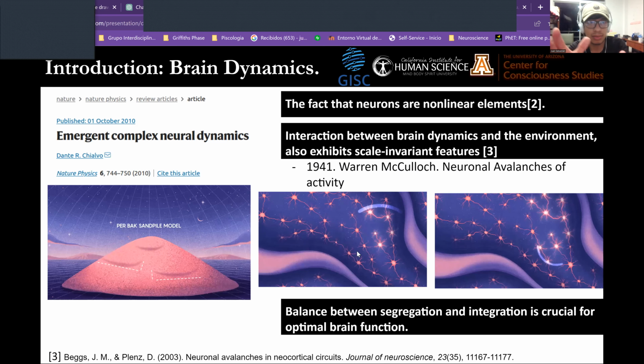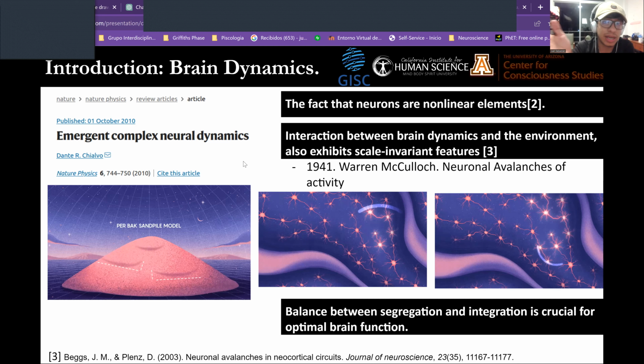So we try to keep this mechanism, but we don't obtain the perfect Griffiths phase from the dynamics of the brain. So we should consider some important things from brain dynamics in order to obtain this. In 2010, there is a beautiful paper from Dante Chialvo, called Emergence of Complex Neural Dynamics. This paper gives us beautiful ideas of how to model the brain.